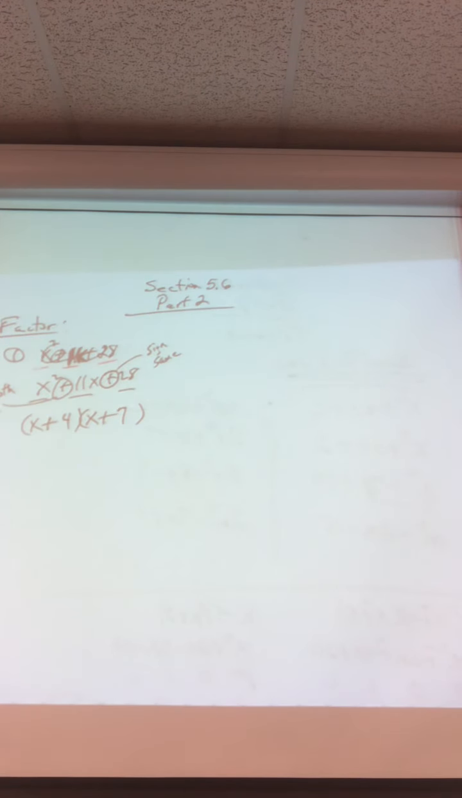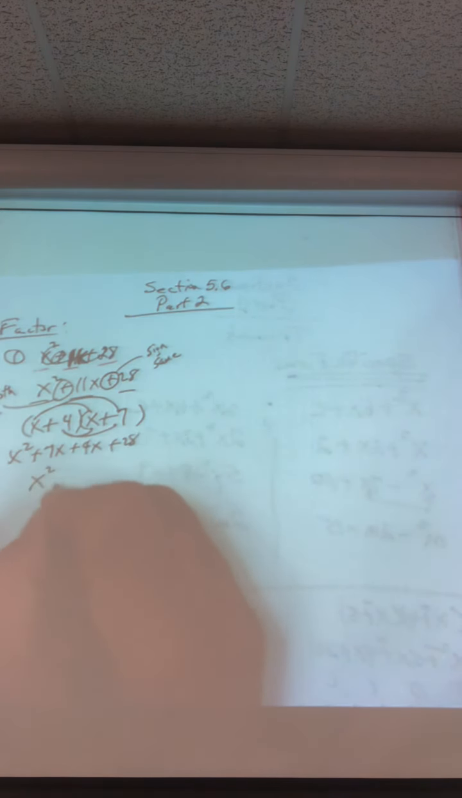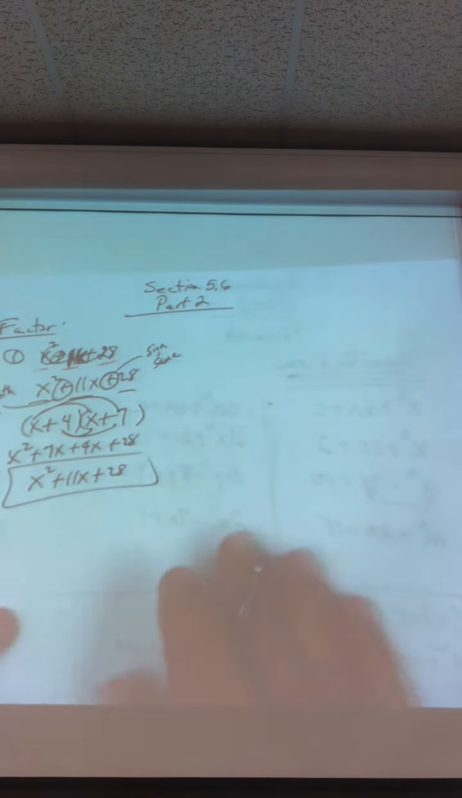It does not matter which one you put where, because x plus 4 times x plus 7 is the same thing as x plus 7 times x plus 4, as long as what's in the two parentheses are the same. Now, is there any way we can check this? Absolutely. If I FOIL this, x squared plus 7x plus 4x plus 28, which is x squared plus 11x plus 28.